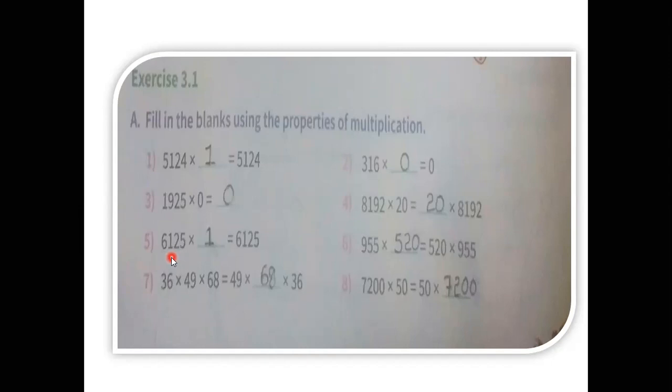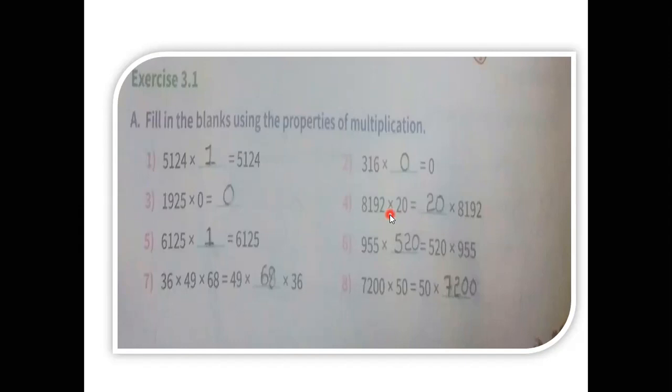Next one, 6125 into dash equals 6125. With 1, if you multiply, you will get the same number itself. So the answer is 1. Next, 36 into 49 into 68 equals 49 into dash into 36. So here it is grouping. What number is missing? That is according to our second property. Next one, 316 into dash equals 0. When you multiply with 0, we will get 0. So the answer is 0. Next, 8192 into 20 equals dash into 8192.